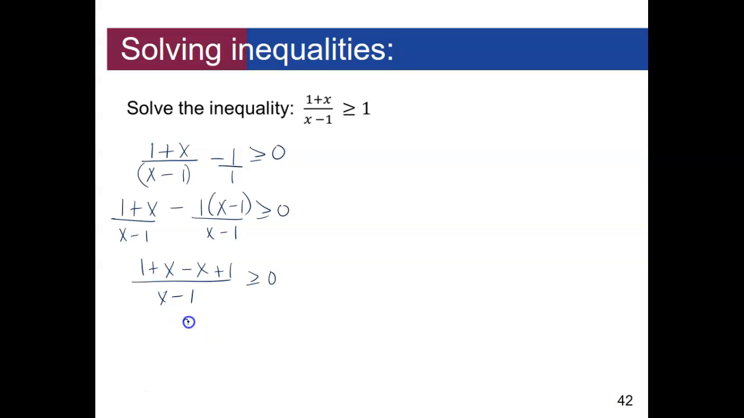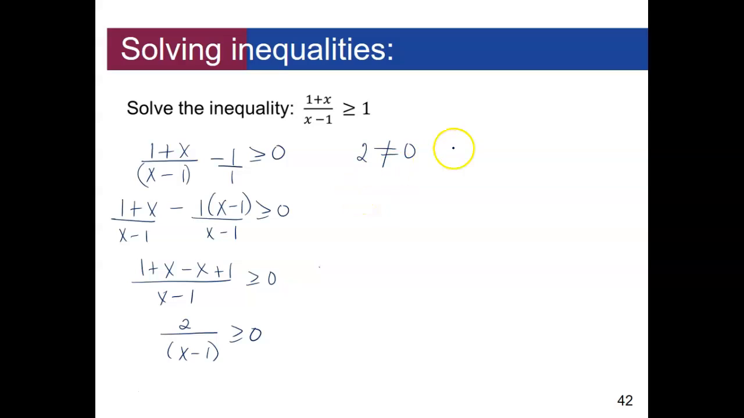So here I'm left with 2 in the numerator and x minus 1 in the denominator. Our cut points: if we go to set the numerator equal to 0, then we really don't get anything from that because we know that 2 is not equal to 0.